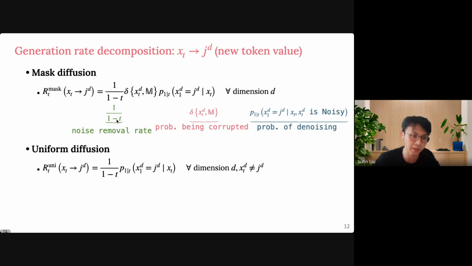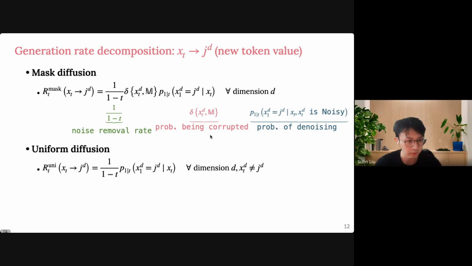If you're very close to the end, meaning your t is close to 1, this rate will be extremely large because you have very little time remaining to make it happen, so you have to make it happen fast. The second part is an indicator function indicating whether the current token is noise or not. If it's a mask token, we still need to denoise it. If it's not a mask token, we're not denoising it. And the last part is the probability of denoising: if we are denoising this token, what is the probability of denoising it to a new token j_d?